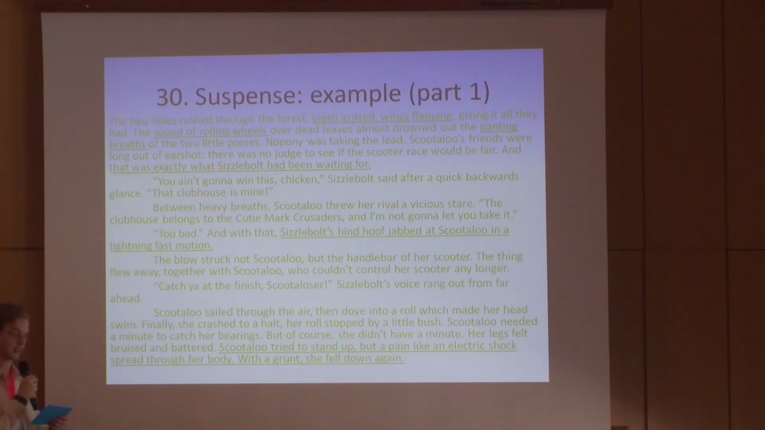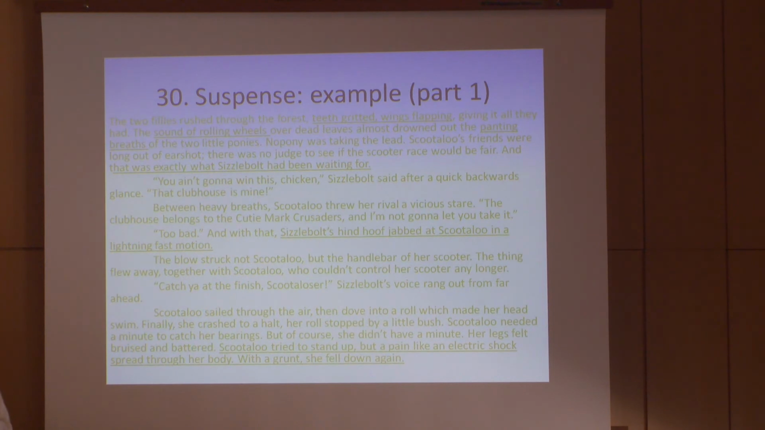"You ain't gonna win this, chicken," Sizzlebolt said, after a quick backwards glance. "That clubhouse is mine." Between heavy breaths, Scootaloo threw her rival a vicious stare. "The clubhouse belongs to the Cutie Mark Crusaders, and I'm not gonna let you take it." "Too bad." And with that, Sizzlebolt's hind hoof jabbed at Scootaloo in a lightning-fast motion. The blow struck not Scootaloo, but the handlebar of her scooter. The thing flew away, together with Scootaloo, who couldn't control her scooter any longer. "Catch you at the finish, scooter loser." Sizzlebolt's voice rang out from far ahead.